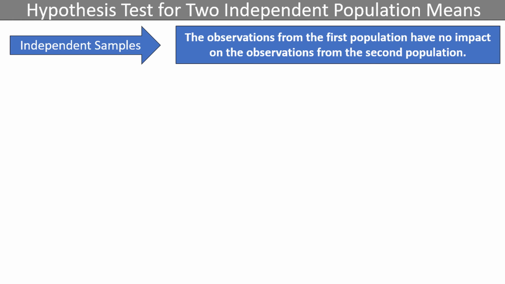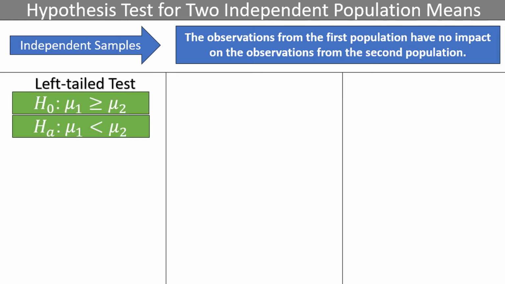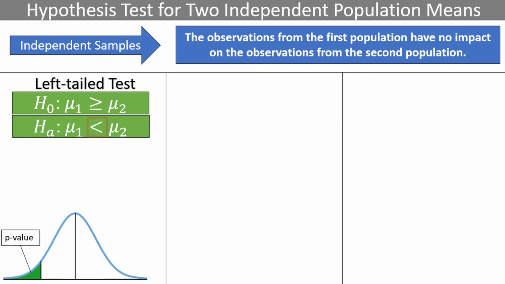The goal of the two-sample mean test is to determine if the mean of population 1 is greater than, less than, or different from the mean of population 2. For a left-tailed test, we believe the first population mean is smaller than the second, indicated by a less than sign in the alternative hypothesis, and the p-value will be in the left tail of the distribution.